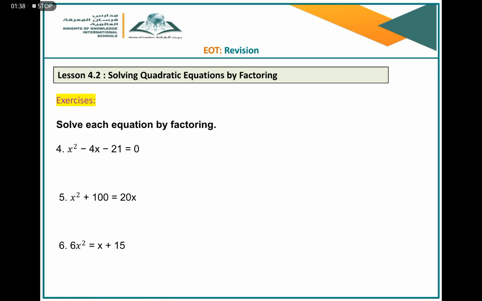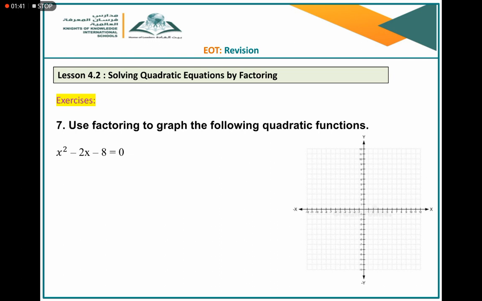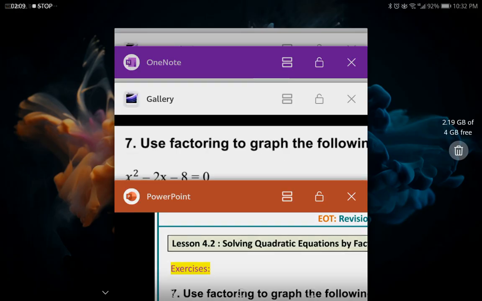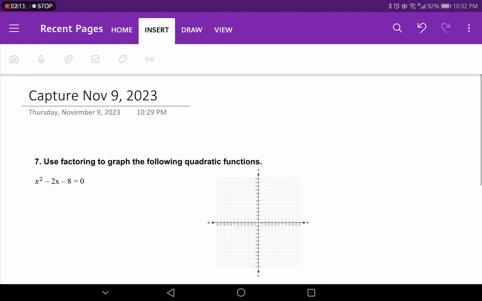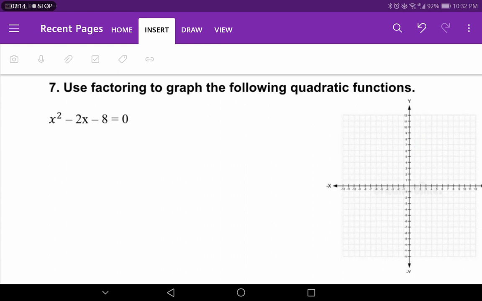Solve each equation by factoring. We know how to factor, but the most important thing here, my dear student, is how to use factoring to graph. Previously, in the previous video, I explained the relation between factoring and the graph, yes? But here, indeed, they ask me to use factoring in this graph. We have this, so let me move to my OneNote here and start working.